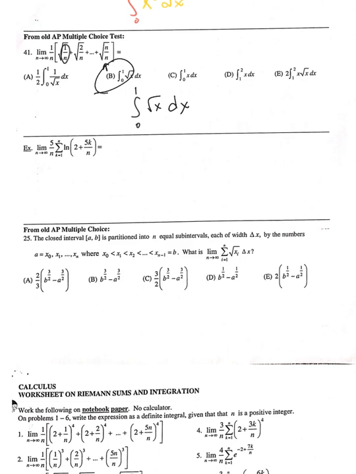Now let's take a look at this example. Number 1, where are we starting? We're starting at 2, right? But we're using the right-hand Riemann sums, so we get 2 plus 5 over n. So this distance is 5 over n, guys. That's your delta x.